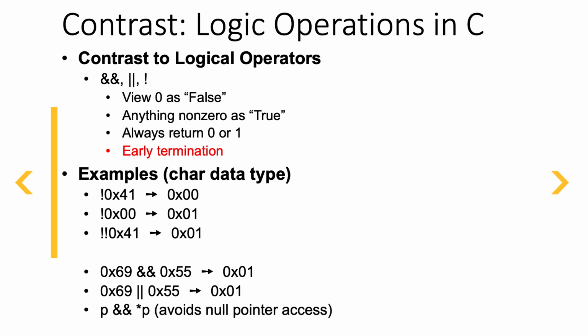They take the entire value. If it's 0, it's false. If it's not 0, it's true. And these will always return a 0 or a 1. It's a simple true-false evaluation, not a bitwise operation.